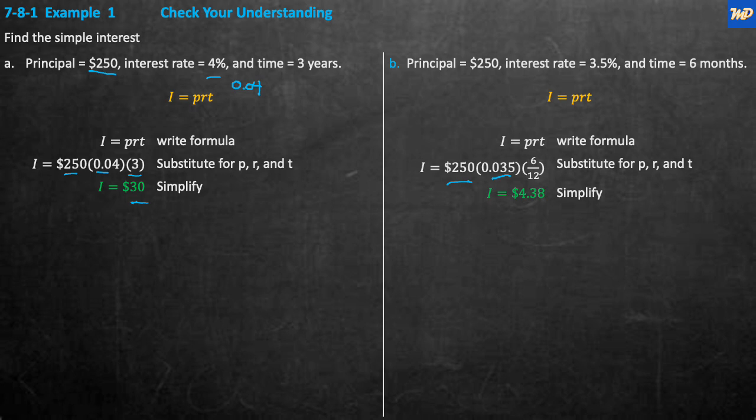So based on a year, 6 months is 6 over 12. It's 1/2. For 1/2 a year, they're going to pay this. That comes out to, when you multiply this all up together, $4.38.